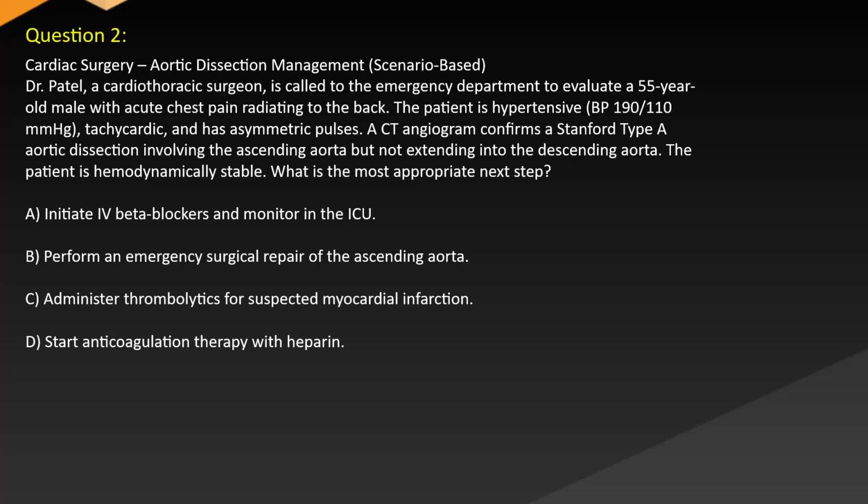The patient is hemodynamically stable. What is the most appropriate next step? A. Initiate beta blockers and monitor in the ICU. B. Perform an emergency surgical repair of the ascending aorta. C. Administer thrombolytics for suspected myocardial infarction. D. Start anticoagulation therapy with heparin.